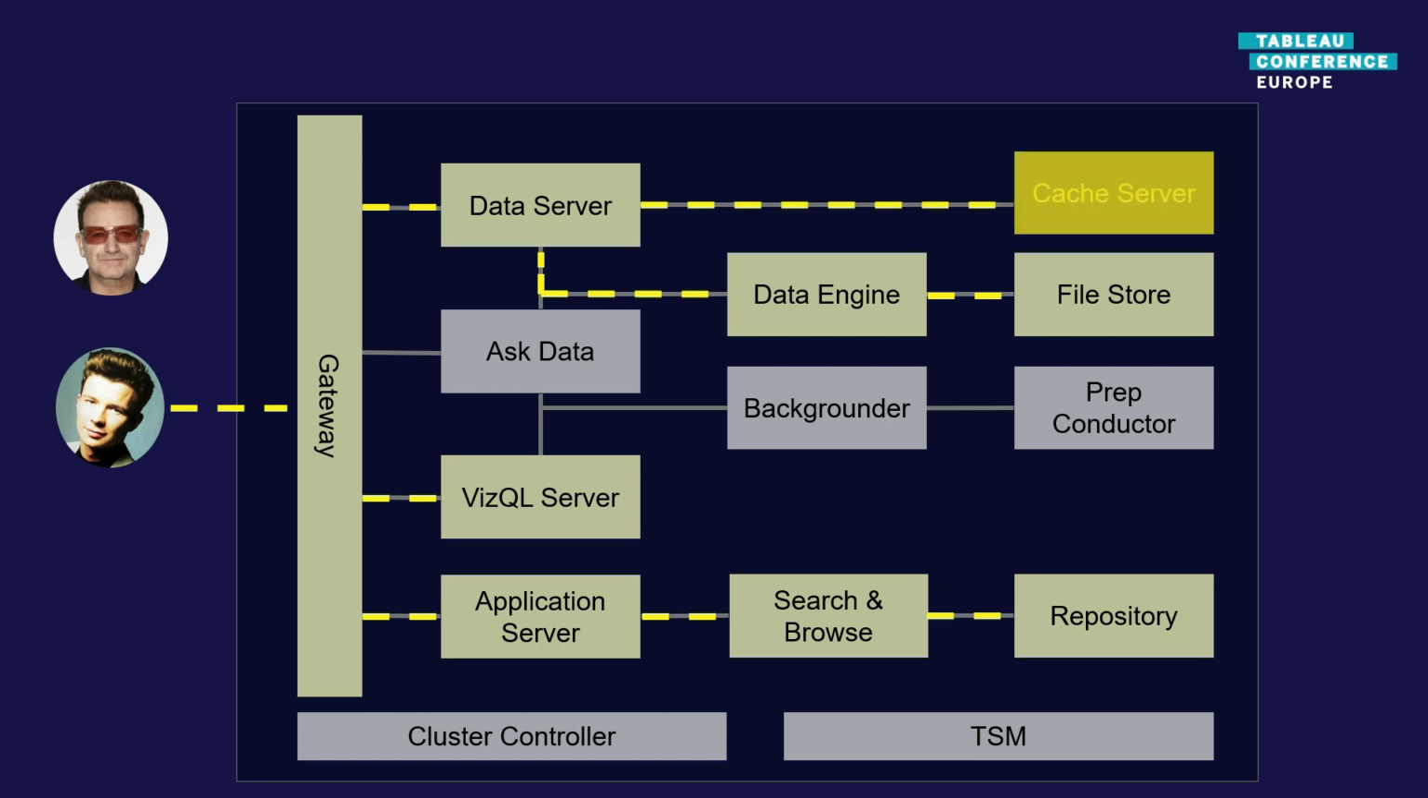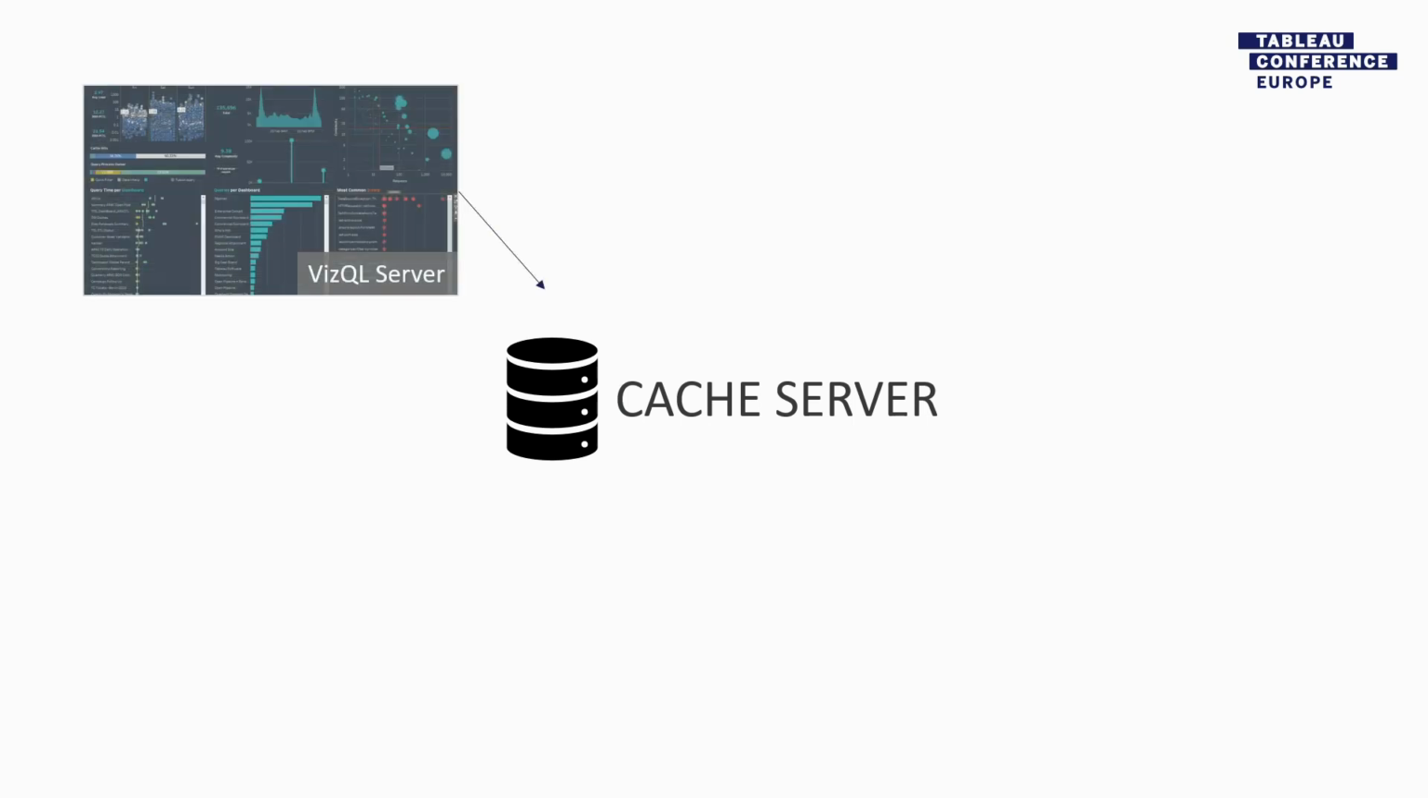Now that Bono's accessed the same dashboard, he's actually going to hit the cache server. This is where the cache server comes into play. The cache server handles these requests on behalf of the user. So when they navigate to the same dashboard, if that's already been accessed, then the queries, the images, and the tiles that were used to form that dashboard are all stored in the cache server. So they can access and preload some of that content.